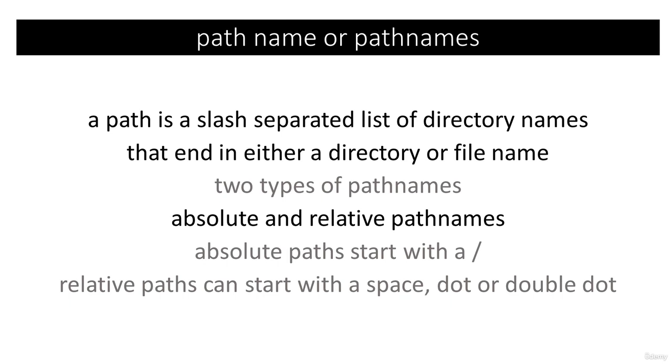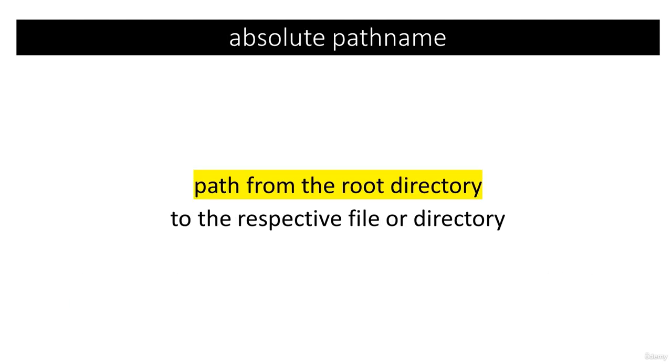Paths contain file names, directories, or both, separated by slashes. Absolute paths always start with a slash. Relative paths do not have a slash at the beginning, but can have one or two dots or a space. The absolute path is the entire path from the root directory to the respective file or directory.